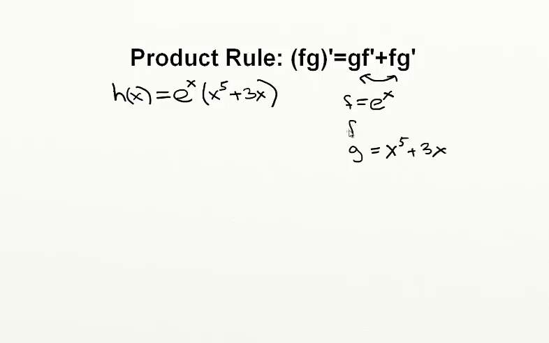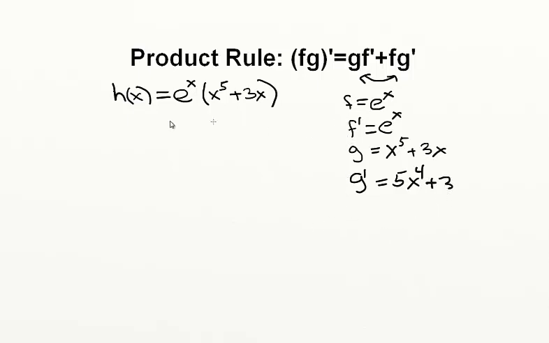And we're going to need f prime. So the derivative of e to the x is just e to the x, and we're going to need g prime. So the derivative of g here, by the power rule, we're going to get 5 times x to the, 5 minus 1 is 4. So we get 5x to the fourth, and then plus a 3.